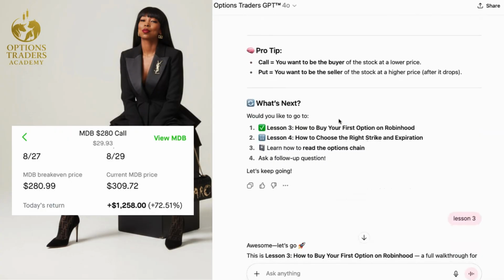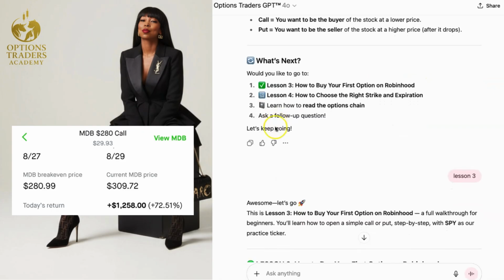Now, a pro tip: call equals you want to be the buyer of the stock at a lower price. Put equals you want to be the seller of the stock at a higher price, okay?